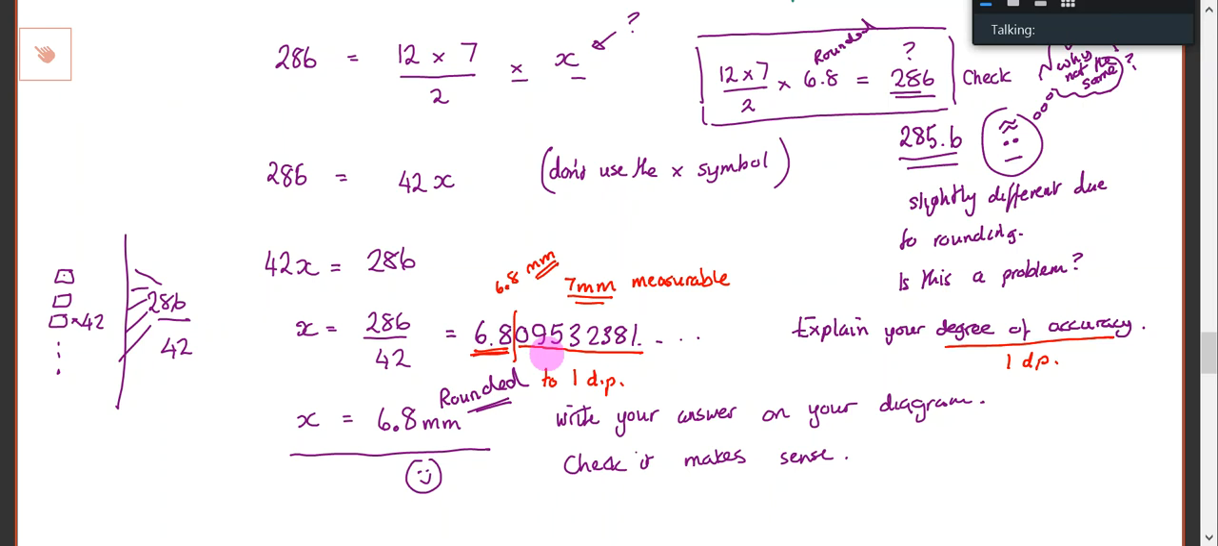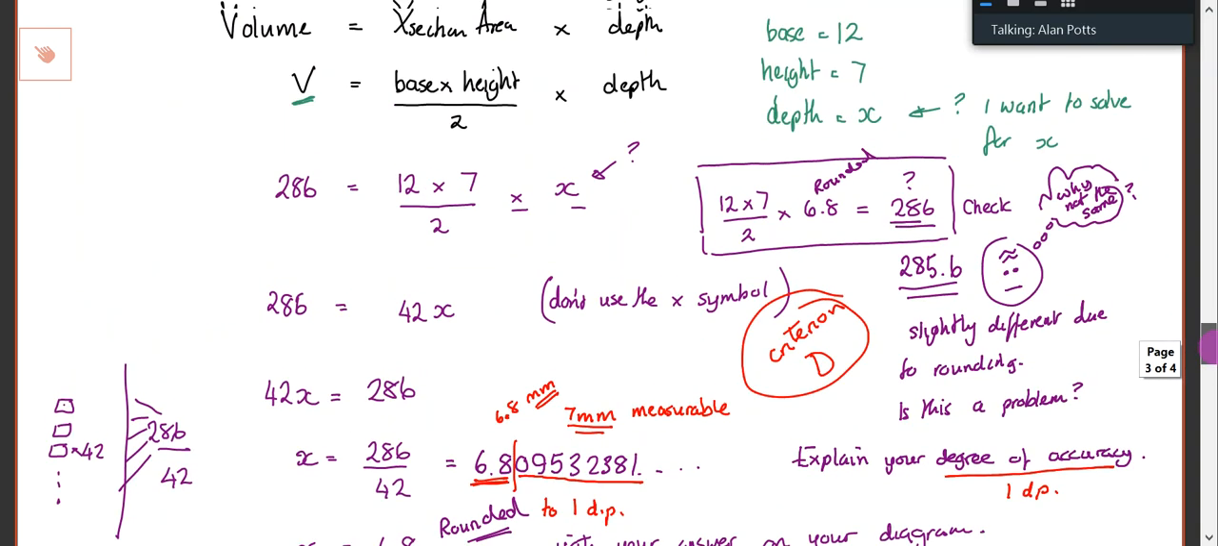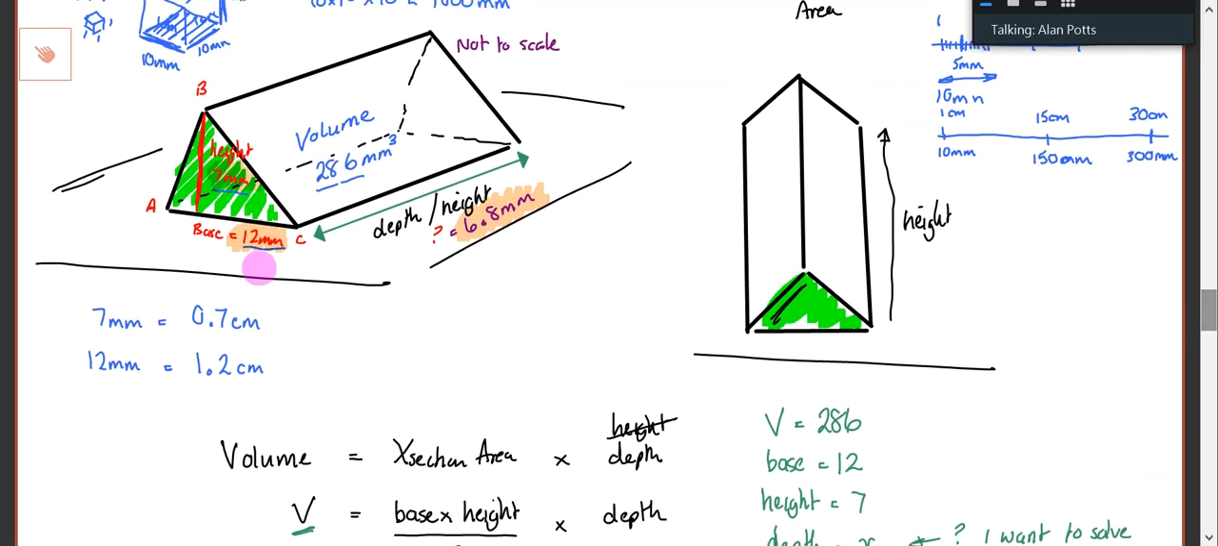So this is your criterion D. One of the big things in criterion D for you to consider is explain your degree of accuracy, and it's got nothing to do with are you correct. It's about how you chose how many decimal places you want your answer to, and 6.8 millimeters is reasonable to have. Especially, what's the degree of accuracy they've given in the question?